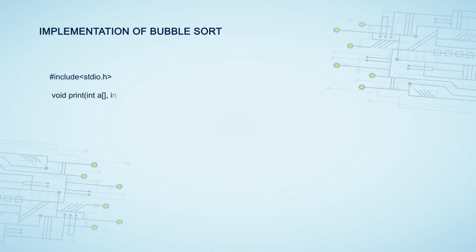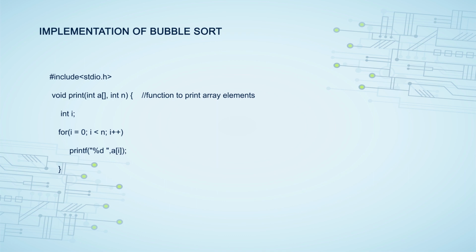Now we will talk about the implementation of bubble sort in the C language. Here I have included one header file, that is the stdio.h header file, with the hash include preprocessor directive. Here I am using a simple print function, and the print function takes 2 arguments. The first argument is an array and the second argument is a simple integer variable.